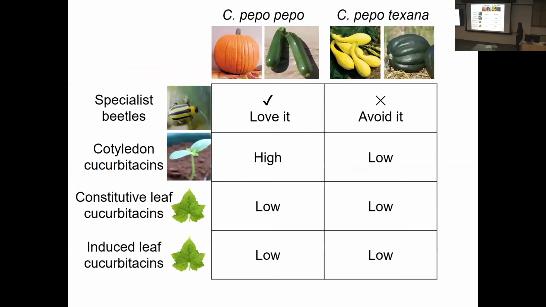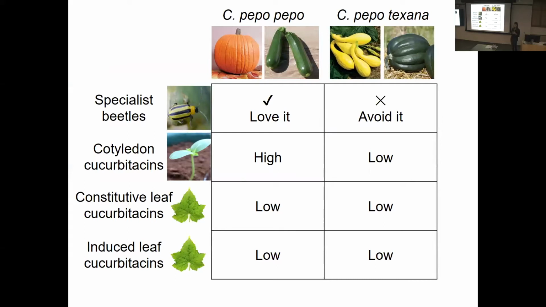So I'll remind you again that there's these 2 subspecies, pepo and texana. If you recall that our high cotyledon cucurbitacin parent was from Cucurbita pepo, beetles love both leaves and cotyledons from this species. So we expect that the high parent's going to have a lot of leaf and cotyledon damage, and the reverse is true for texana. What I haven't told you yet is that leaf cucurbitacins are low in both subspecies. I mentioned they were low, they're low across the board.